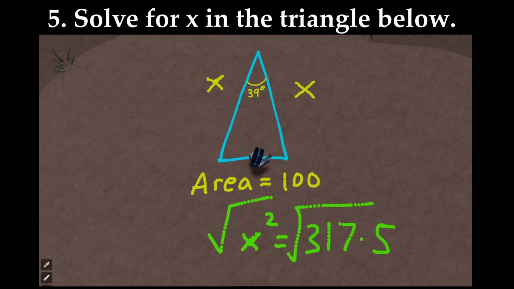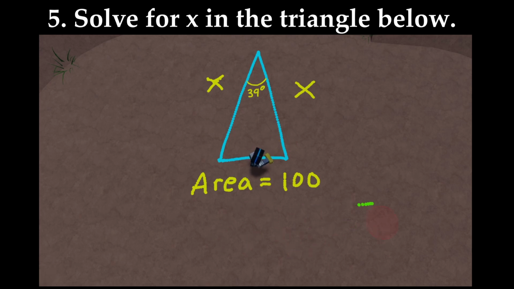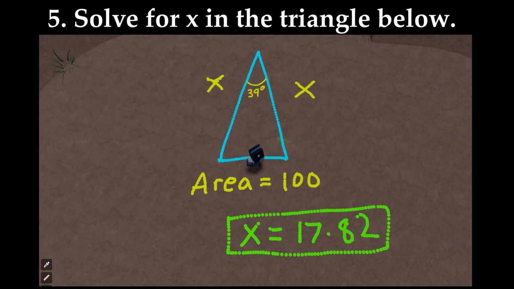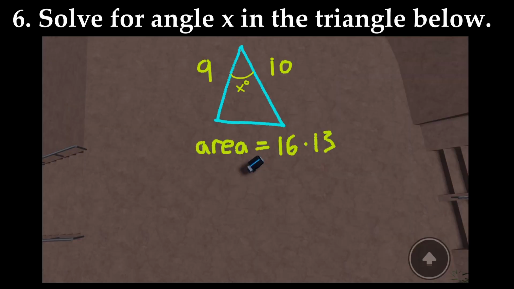So the square and the square will cancel. And if you do that on a calculator, you should get that x is simply equal to 17.82. So that is our answer. So I can fill that in on this triangle now. So both of these sides are 17.82. And we're done.